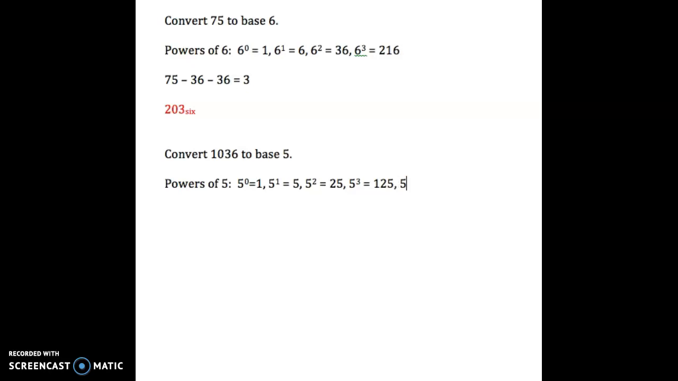5 to the fourth power is 125 times 5, which is 625. If I multiply 600 times 5, that's 3,000, which is way bigger than my number 1036, so that's the last one we need. Now it's time to start subtracting. So I'm going to take my number 1036 and subtract 625 as many times as I can without going negative. And that's going to be once.